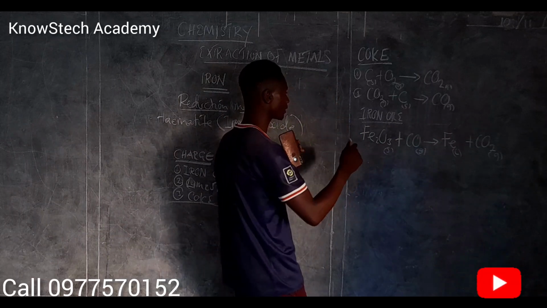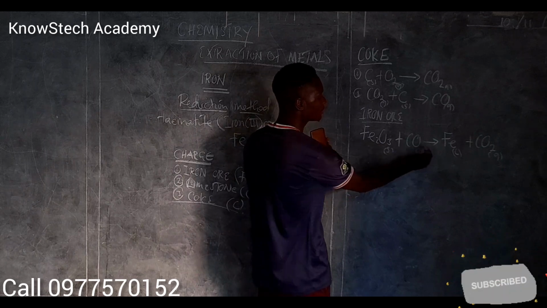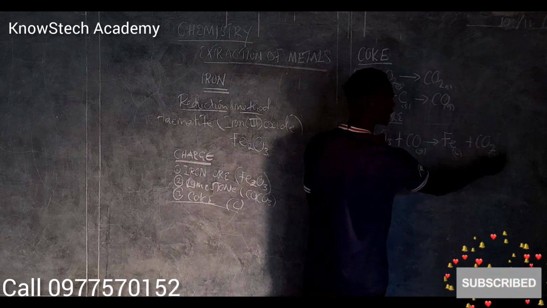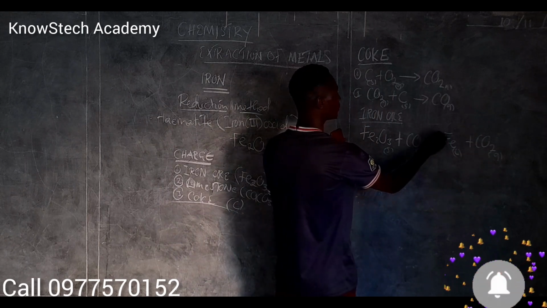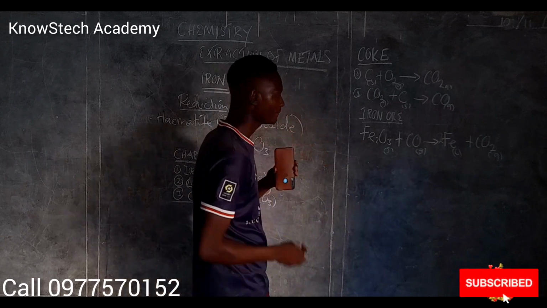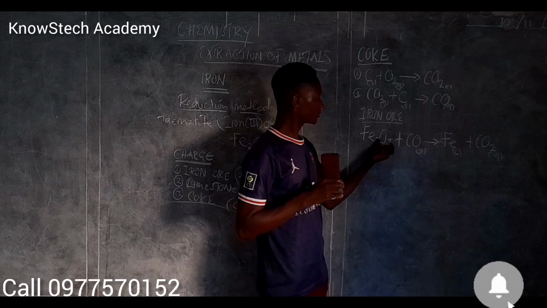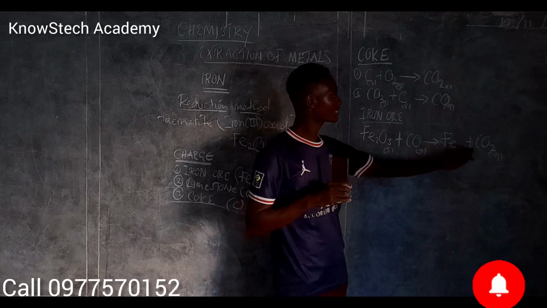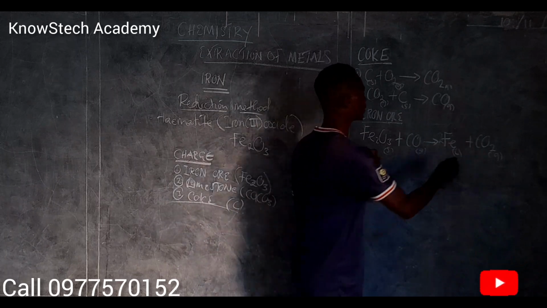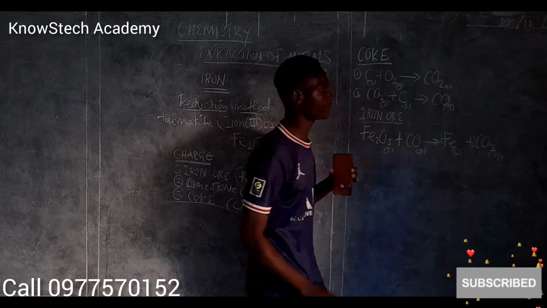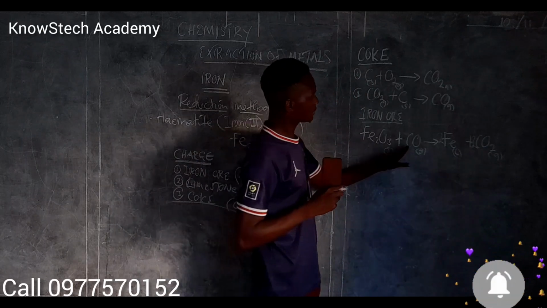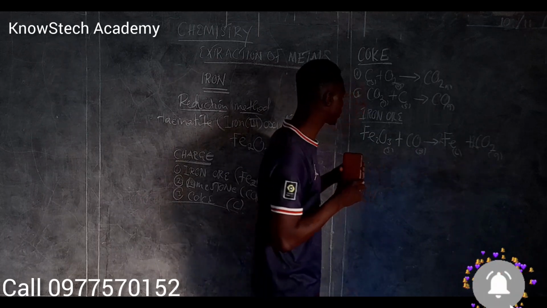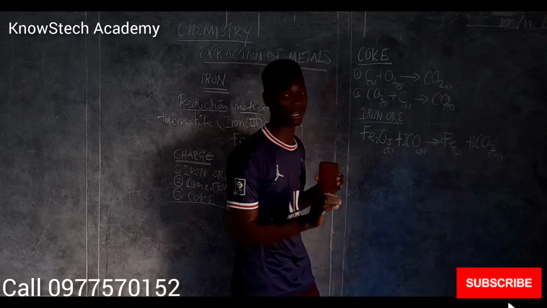Now, how many atoms of iron do we have on the reactant side? We have 2. How many do we have on the product side? 1. So we'll put 2 here so that iron balances. Then we go to oxygen. How many atoms of oxygen do we have on the reactant side? 4. On the product side, we have 2. To make it 4, we are going to put 2 here as a coefficient. Let's go to carbon. We're going to put 2 here so that carbon also balances.